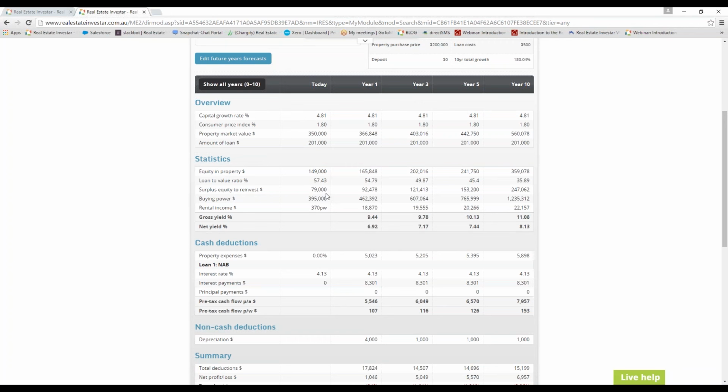We let you know the surplus equity you can use to reinvest. So at this stage, you've got $79,000 that you can access through a deposit and cost equity loan to purchase again. And we've estimated here that your buying power would be around $395,000. So you don't need to sell this property to continue to invest. And this is why this is very valuable information. So a lot of people may think they need to sell the property to continue, but there is the option to hold as well.